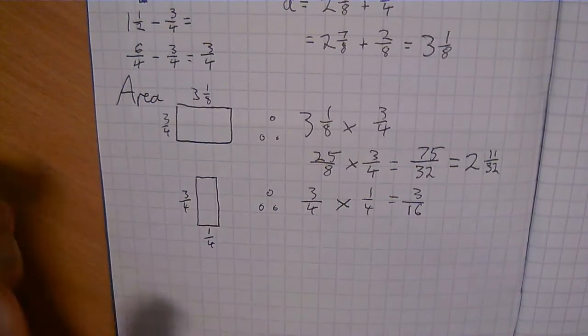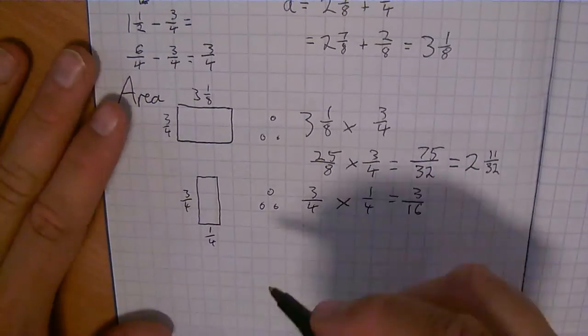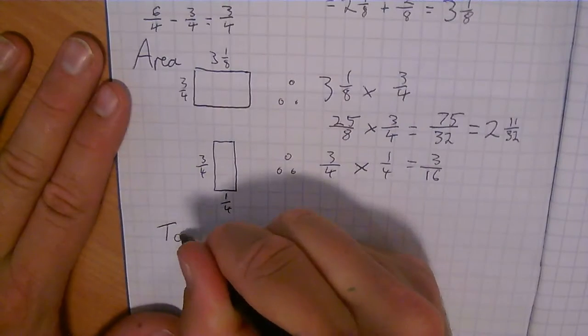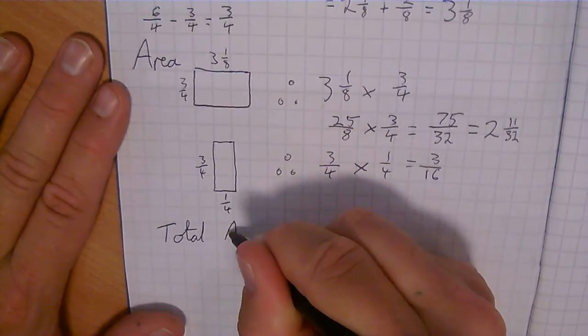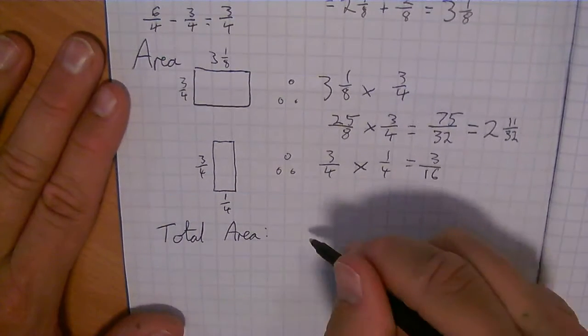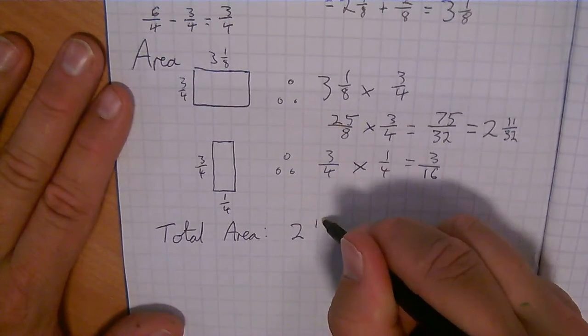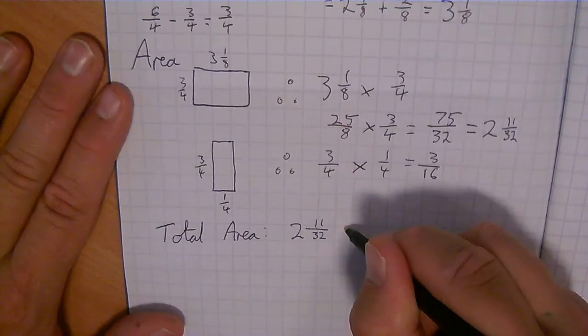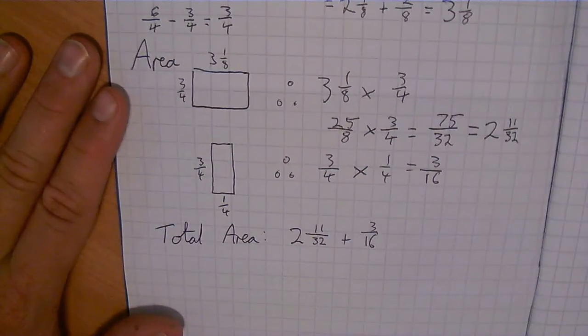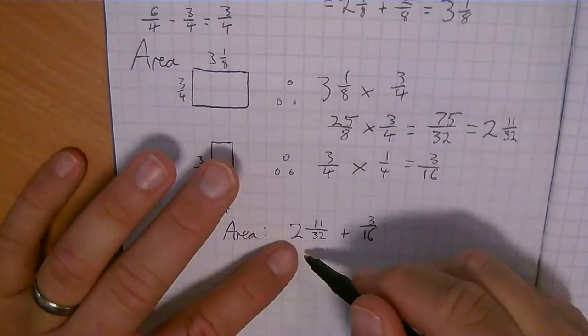To find the area of the whole thing, I need to add those together. To add those together, I need to have the same denominator, so the total area. I need to add those together. So it's 2 and 11/30 plus 3/16. Well, there's an easy way to add that, and I don't need to convert that at all.